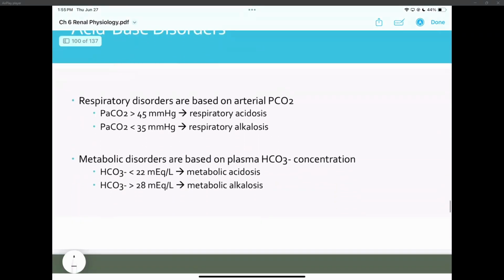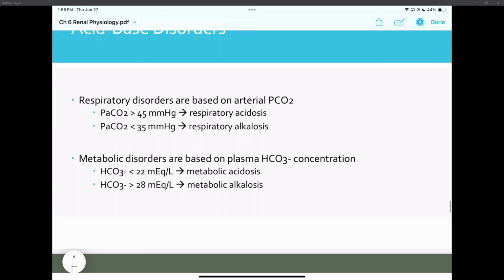So acid-base disorders. Respiratory disorders are based on arterial PCO2. PCO2 greater than 45, respiratory acidosis. And if it's lower than 35, we're in an alkalotic environment, but the CO2 is off. If the CO2 is off, it's respiratory. If the bicarb is off, out of range, it's metabolic. So metabolic disorders are always based on your bicarb.